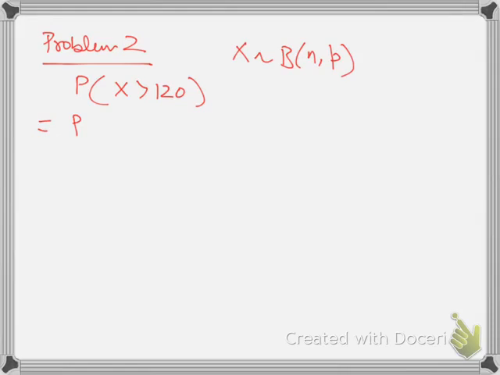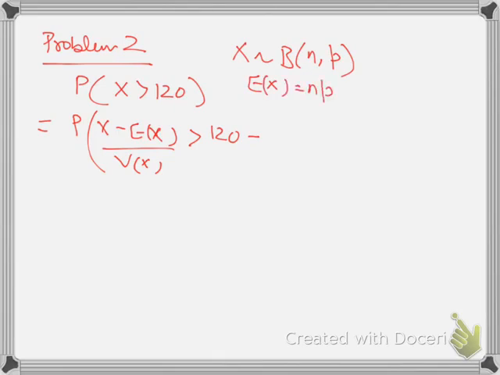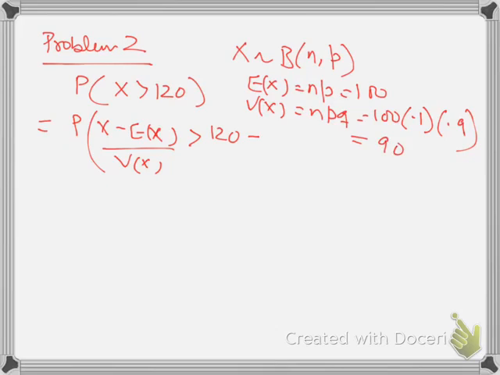So this is X minus expected value of X, and I can standardize it over the standard deviation of X: Z greater than 120 minus expected value of X, which is np, which is 100. Variance of X is npq, where p is 0.1 and q is 0.9. It's 90. So 120 minus 100 over square root of 90. And you can do the calculation.